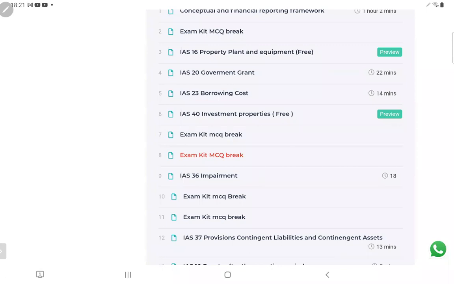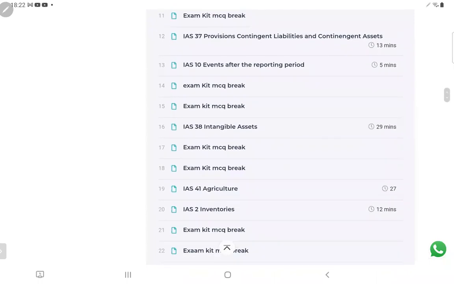So the detailed accounting treatments of impairments we will learn in this session, and again in the live session we will have two exam kit MCQ breaks related to IAS 36, and the recordings will also be uploaded on this LMS, so that you can watch them later as well. Two MCQ breaks: one is related to solely MCQs, and then the other to the section B questions. Like that, we will have IAS 37, provisions, contingent liabilities, and contingent assets.